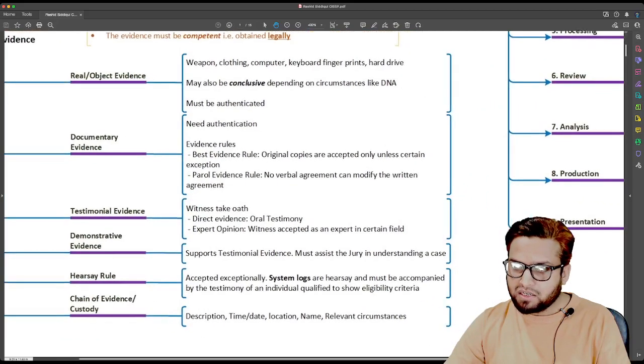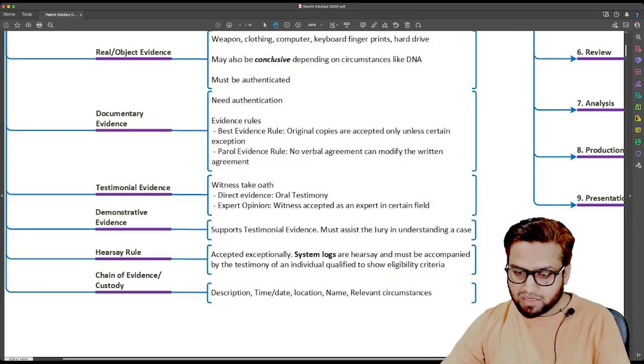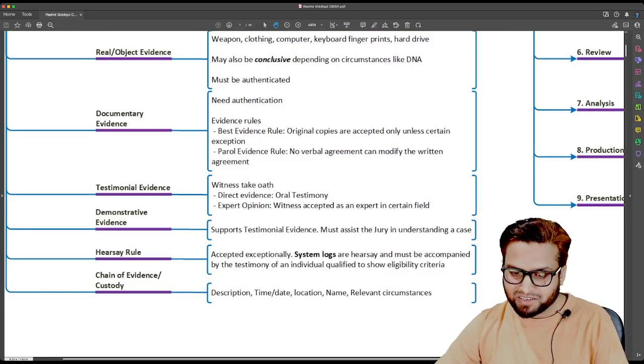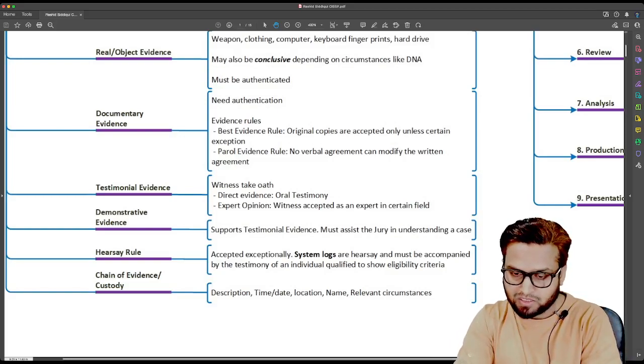There is another thing called the hearsay rule, which is not encouraged in judiciary processes. Hearsay rule is basically someone says that I heard someone saying this or that, but he can't say who was that source, right? So this is accepted exceptionally, like if someone is dying and in his last moment he said something, courts accept that with some exception.